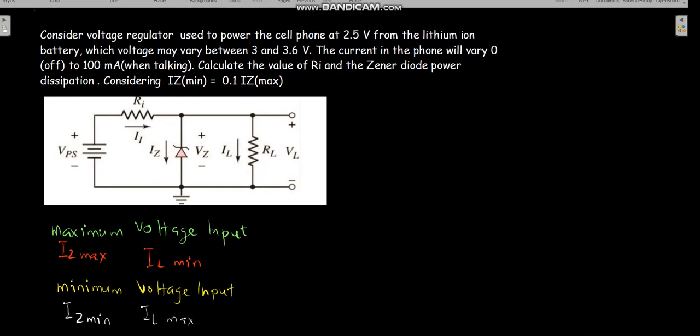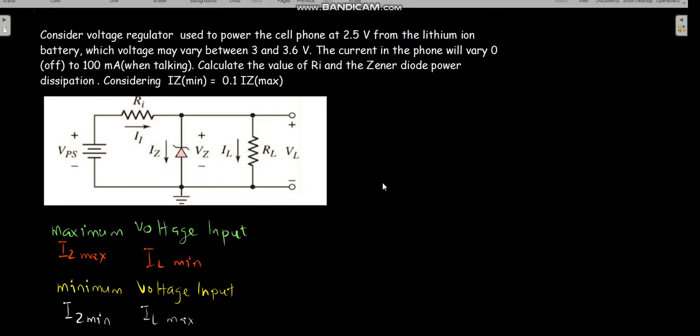In this video, I'm going to solve this question I have on the screen, which says that you should consider the voltage regulator used to power the cell phone at 2.5 volts from the lithium ion battery, whose voltage may vary between 3 and 3.6 volts. The current in the phone will vary from 0 to 100 milliamperes.